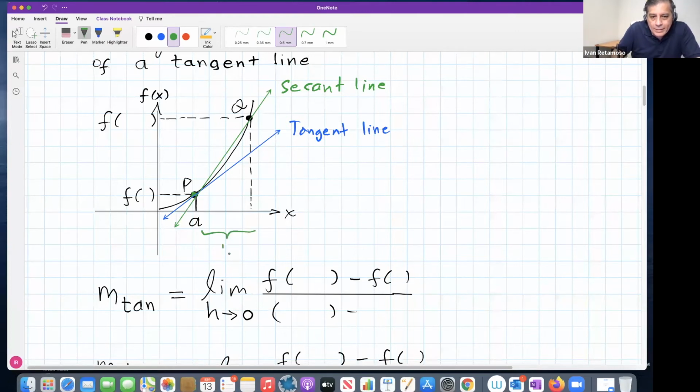a small variation h. If you allow yourself a variation h, a plus h should be your new input value. Pair it up with f of a via this function. A plus h pairs up with f of a plus h. Now take the difference of the output values, f of a plus h minus f of a. On the denominator, take the difference between the input values, right? A plus h minus a.